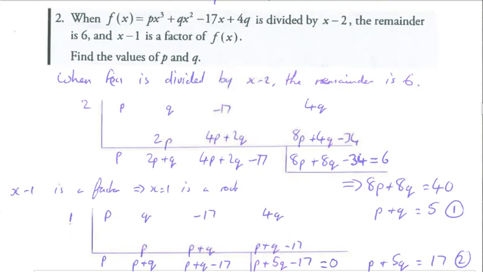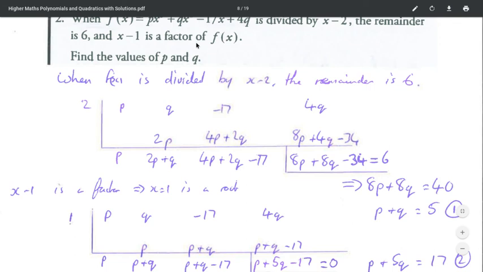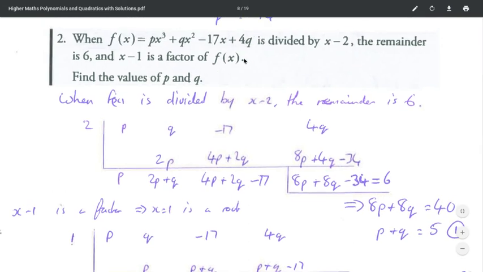All right, this one we're given 2 bits of information. So when f of x is divided by x minus 2, the remainder is 6, and x minus 1 is a factor of f of x. So this time we have px cubed plus qx squared minus 17x plus 4q. So set up the synthetic division table the same way as always. So px cubed, qx squared, minus 17x, plus 4q. So there's the 4 terms in the top row of our synthetic division table.